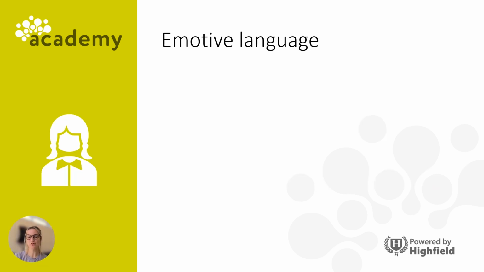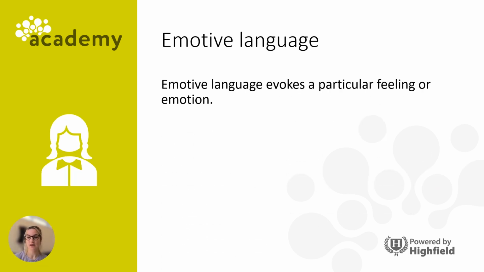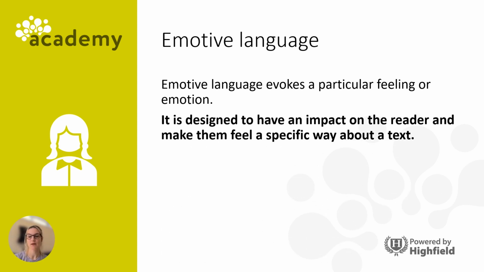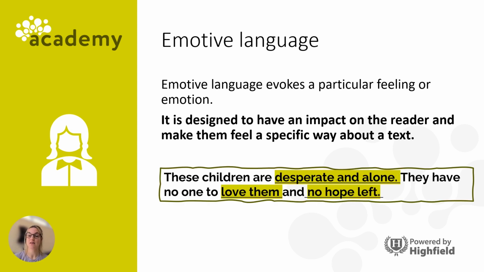So emotive language is another powerful device. It's language that evokes a particular feeling or emotion. Now, it's designed to have an impact on the reader and make them feel a specific way about a text. So, for instance, these children are desperate and alone. They have no one to love them and no hope left. So it really tugs at the heartstrings of the reader.